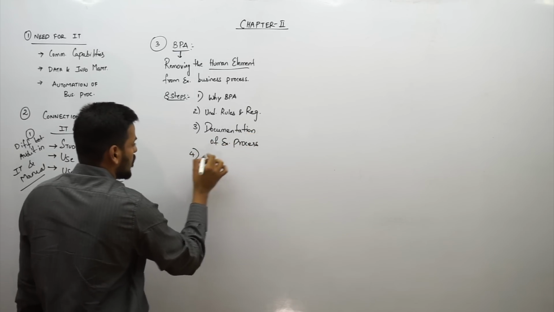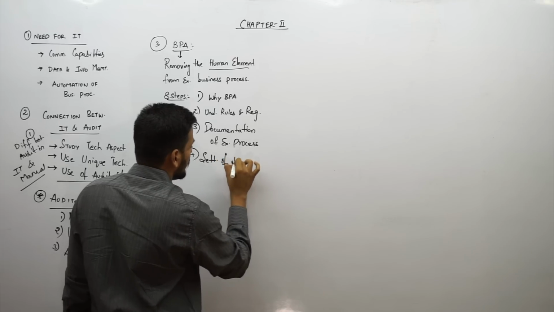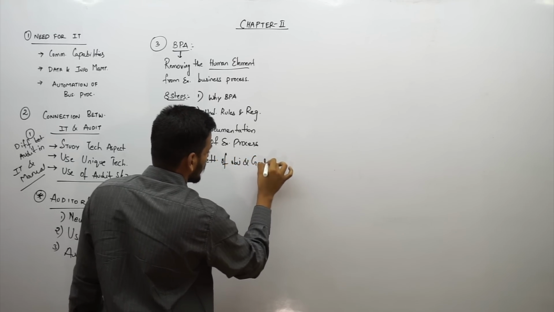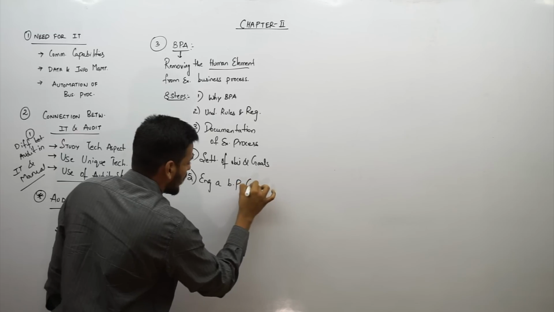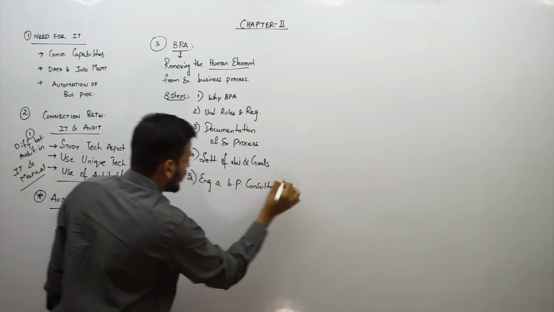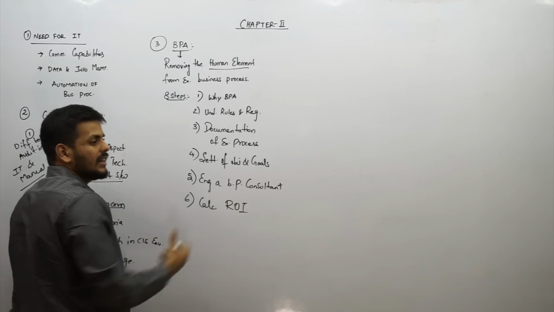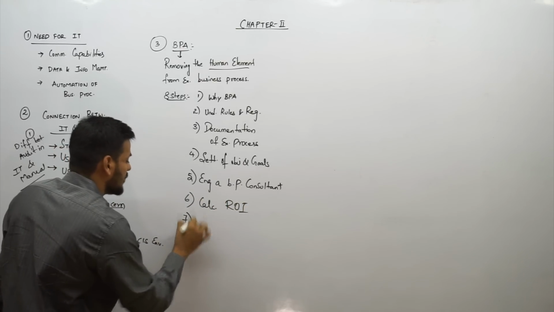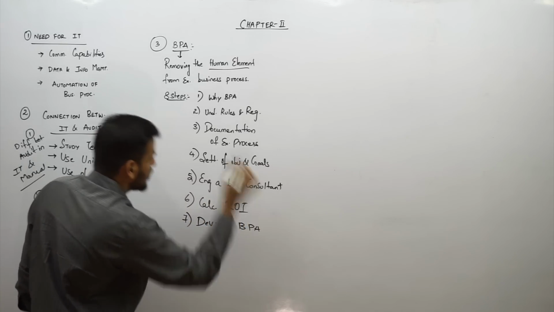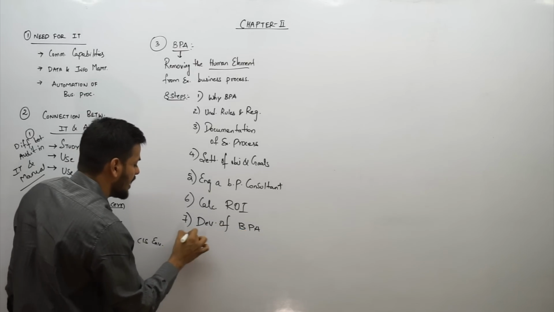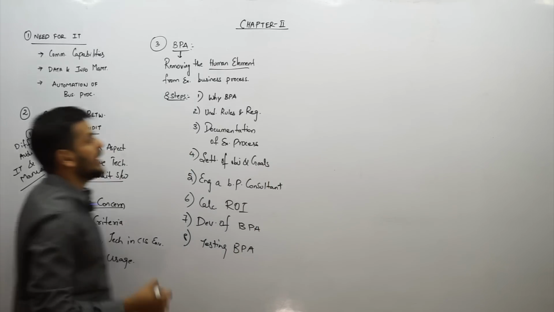Alright guys, point number four talks about a very important point, setting of objectives and goals. Point number 5 talks about engaging a business process consultant. Point number 6 talks about calculating return on investment, or calculating the ROI, which tells you whether the project is feasible or not. Then point number 7 talks about what? Development of BPA. Now, you have to do 6 basic steps, then talk about developing BPA and testing or implementing the BPA. Got it, guys? That's the 8 points.